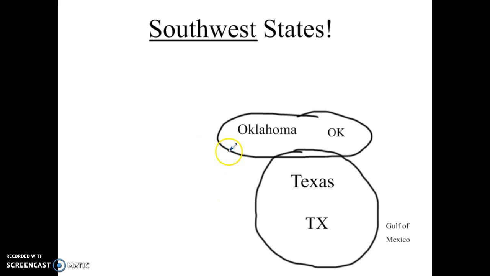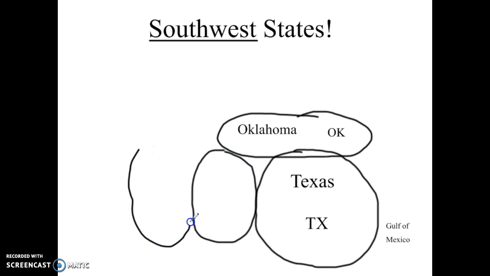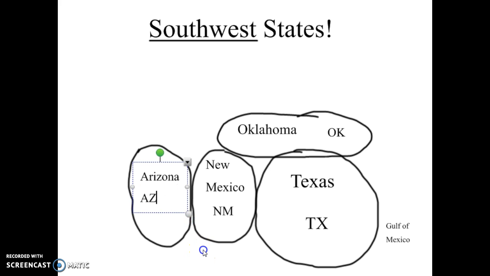Okay, and then to the west of Texas, we have 2 other states of roughly the same size. We've got New Mexico, whose 2-letter code is simply NM. And we have Arizona. Okay, so those are the 4 states in the region.